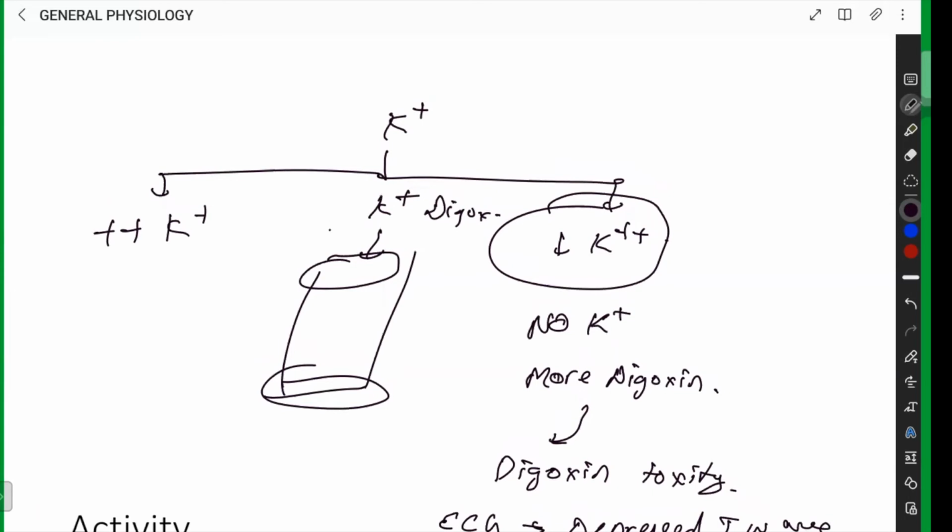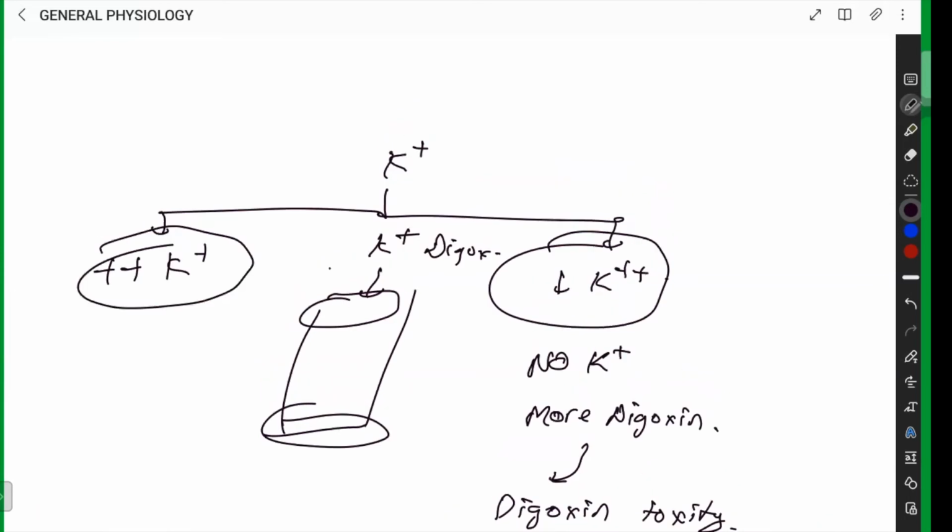In a hyperkalemic patient, what happens is your digoxin is there. Your digoxin is going to in turn cause hyperkalemia. How, I will tell you. When there is a digoxin toxicity, what happens? It is going to stimulate more transportation of your sodium outside. Whenever there is more transportation of sodium outside, an equal amount of potassium has to enter inside. So more potassium enters the intracellular fluid.